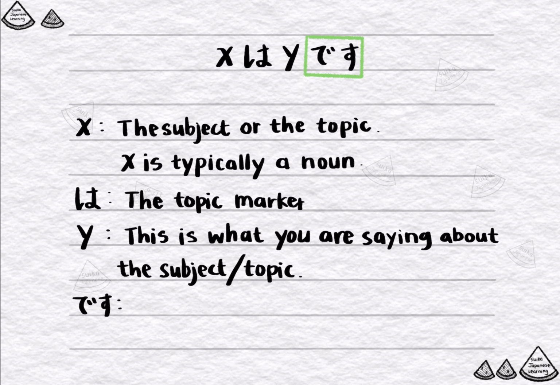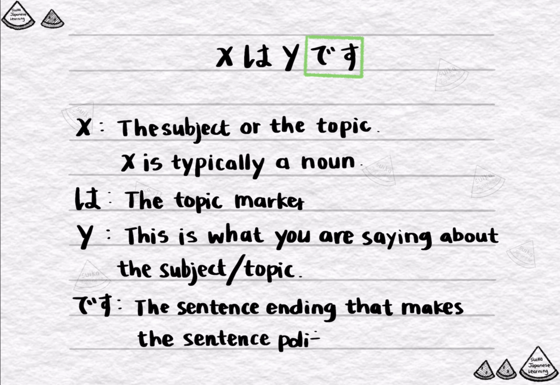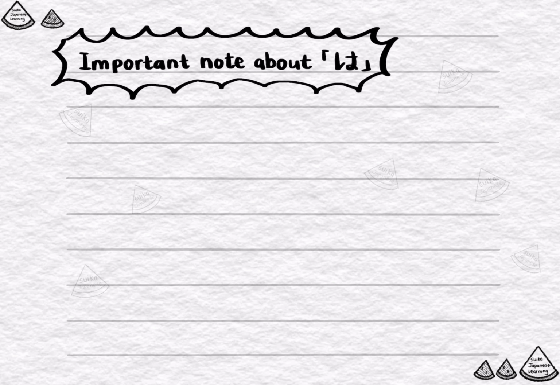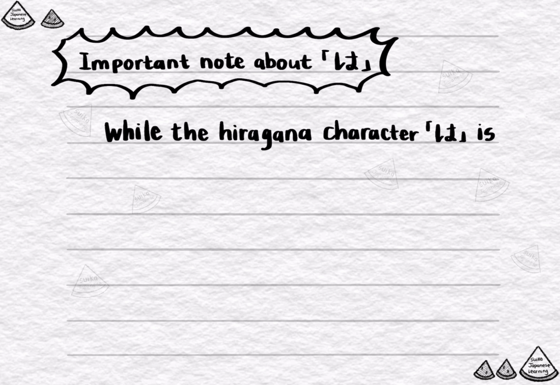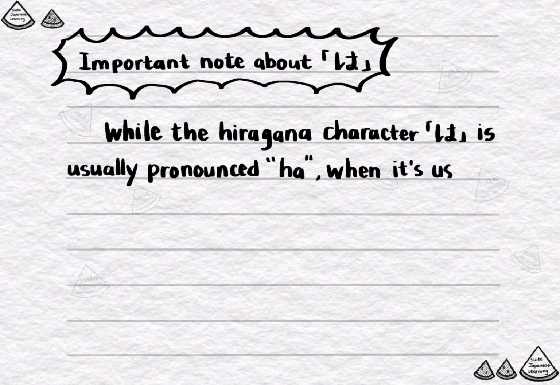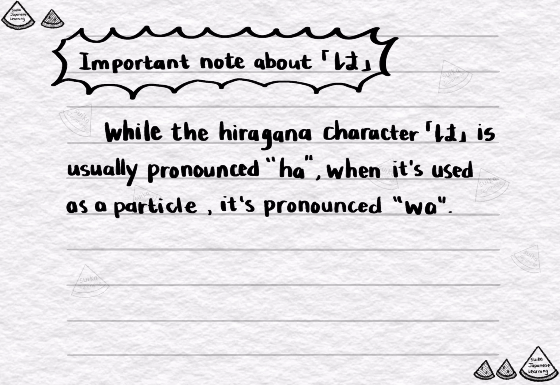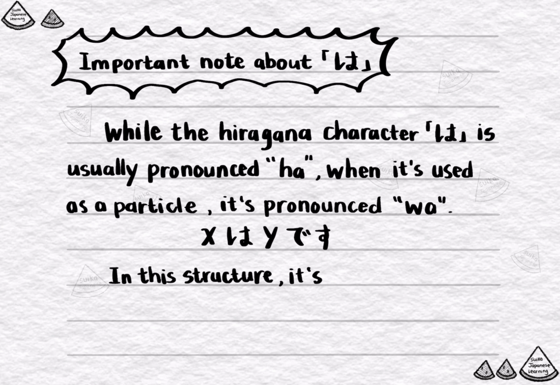Desu at the end of the sentence doesn't have a direct English equivalent, but it's the sentence ending used to make the sentence polite. Here is an important note about this hiragana character. The hiragana character ha is usually pronounced ha, but when it's used as a particle, it's pronounced wa. X wa Y desu in this structure is acting as a particle, so we pronounce it wa.